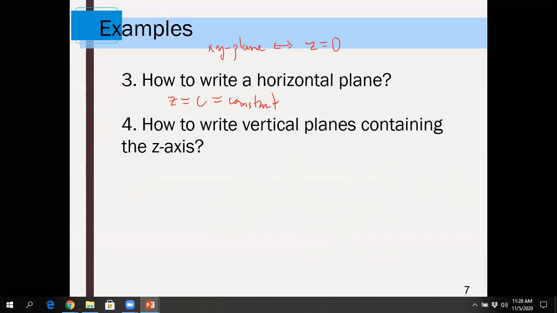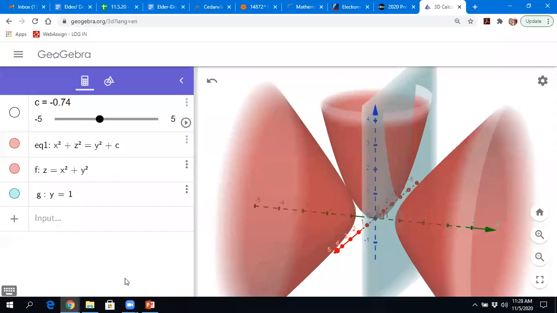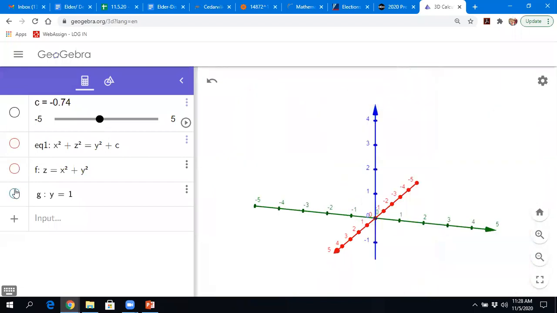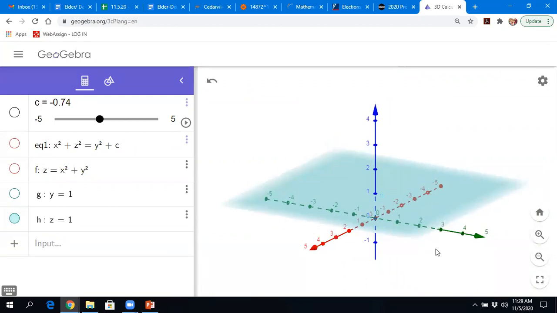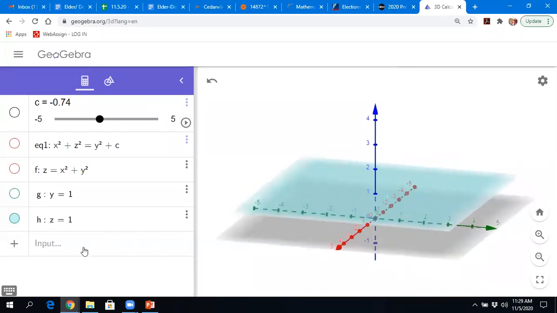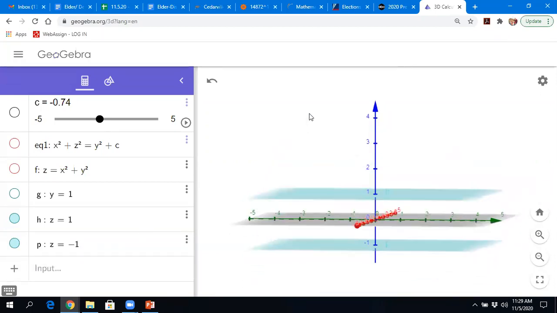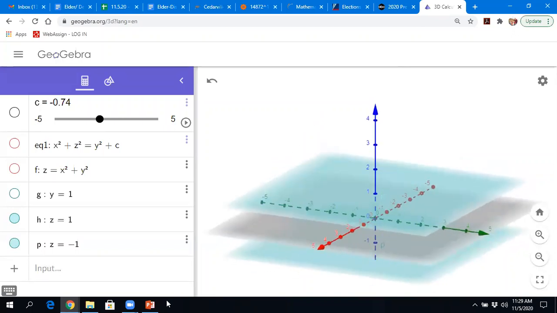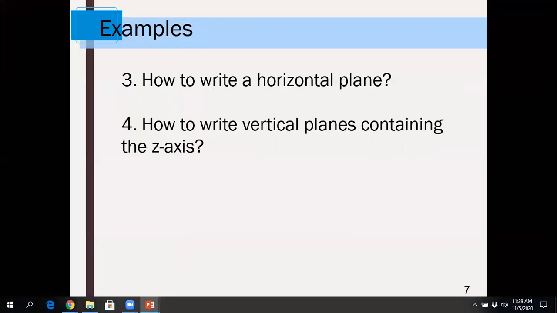Okay, so let me just go over here and let's look at this for just a minute. Watch, Z equal to 1, you see it? There it is, right? That's parallel to the XY plane. Maybe I better put the XY plane back in here, show plane. Okay, the good old XY plane is right there, yeah? I put Z equal to negative 1, of course, that's just going to be below it, yeah? The XY plane is sandwiched in between those two, okay? So any horizontal plane is just going to be given by z equals some kind of constant.